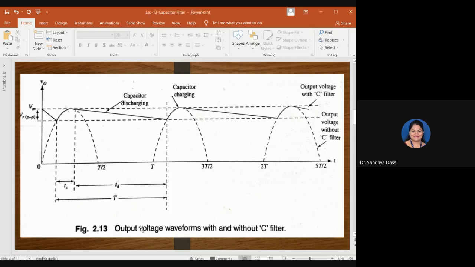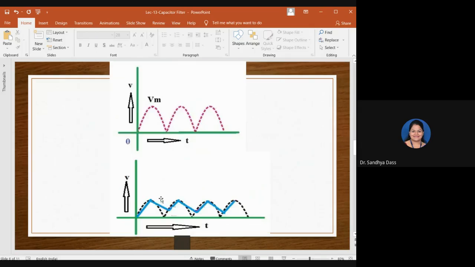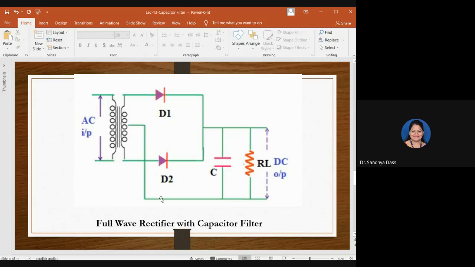All right. So the same thing in the presence of filter in a full wave rectifier, considering the center tap transformer type of full wave rectifier where you have only two diodes. At the output, the capacitor will be connected in parallel with the RL.